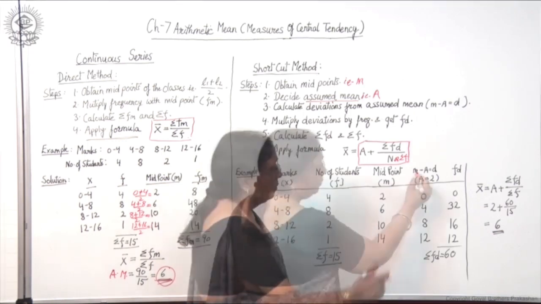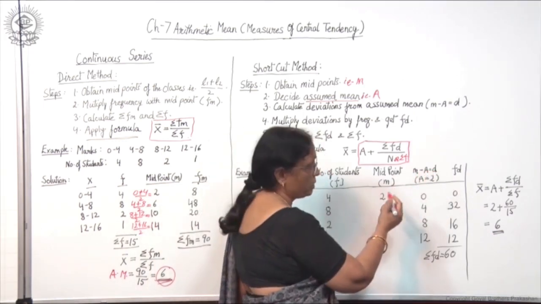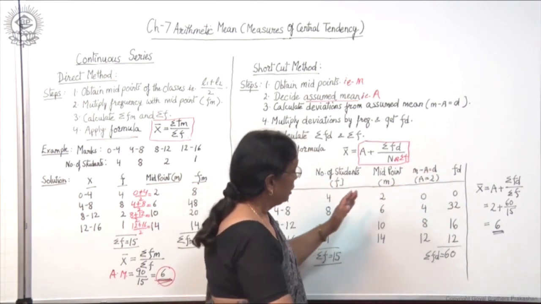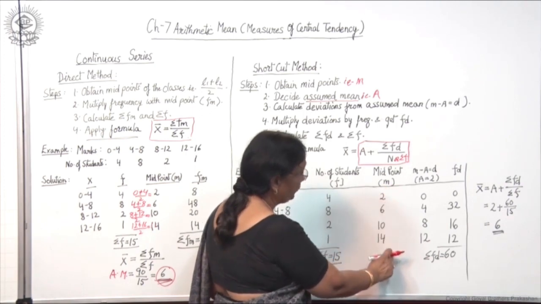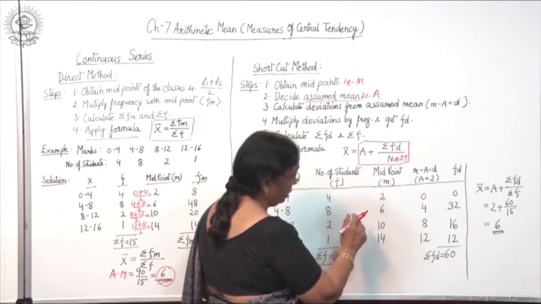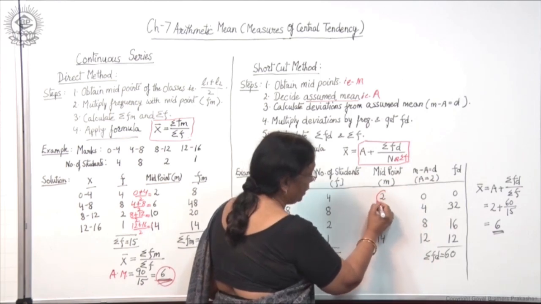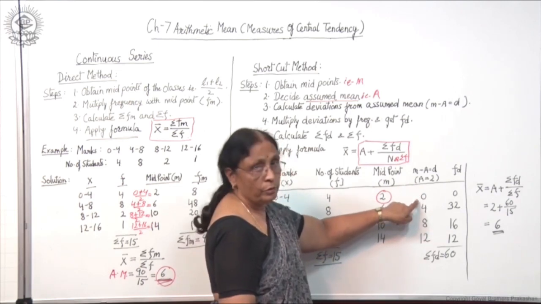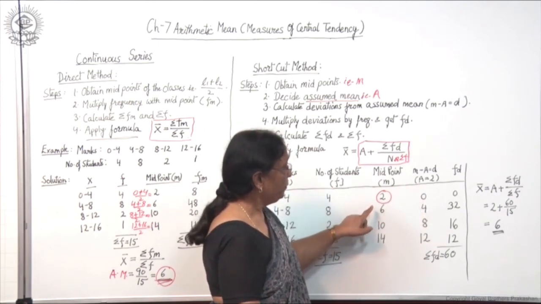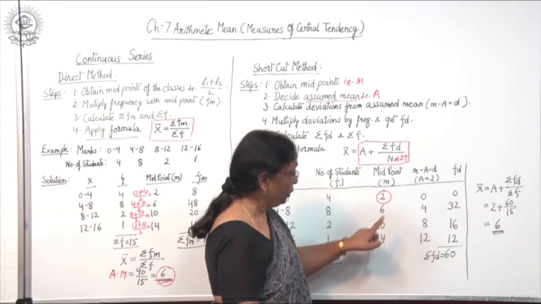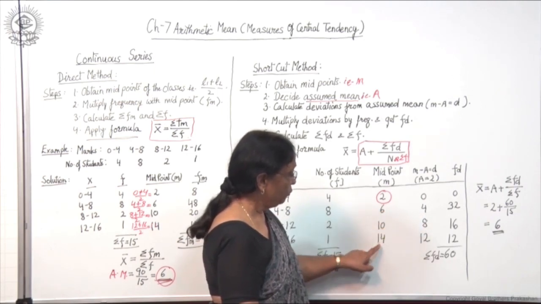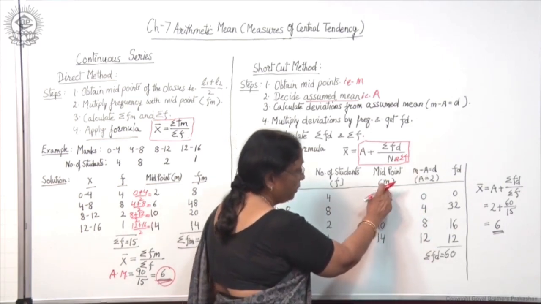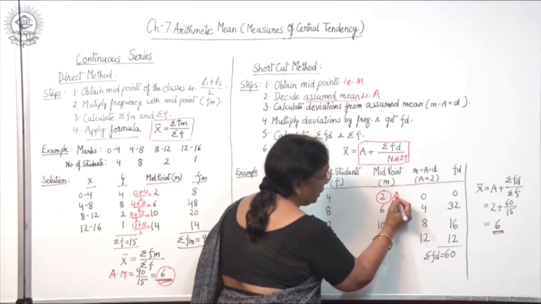Then M minus A, that will be the deviations from the assumed mean. So M minus A is equal to D. Now M minus A means this is the M column, and what is the assumed mean here? A is, suppose we have taken 2 as the assumed mean. So 2 minus 2 is equal to 0. Then 6 minus 2 is equal to 4, 10 minus 2 is equal to 8, 14 minus 2 is equal to 12. So M minus A, this is M and this is A.